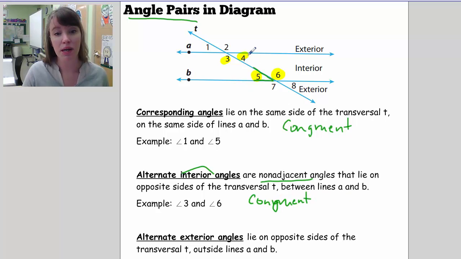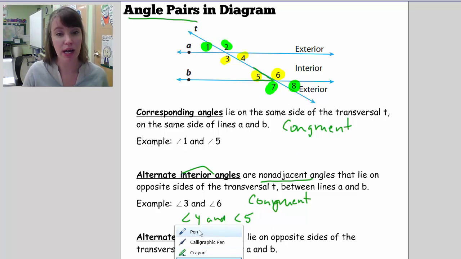Okay. Another pair of alternate interior angles is angle 4 and angle 5. All right, likewise, alternate exterior angles. So I'm going to highlight the exterior angles with green. These are exterior: 1, 2, 7, and 8.